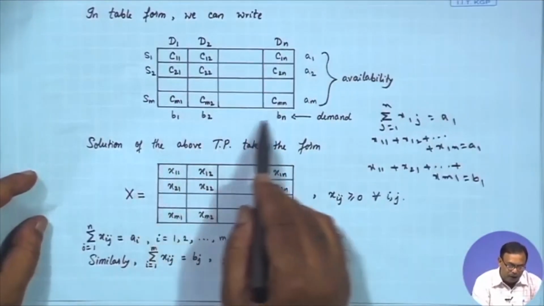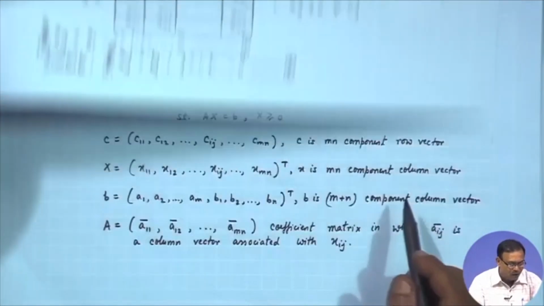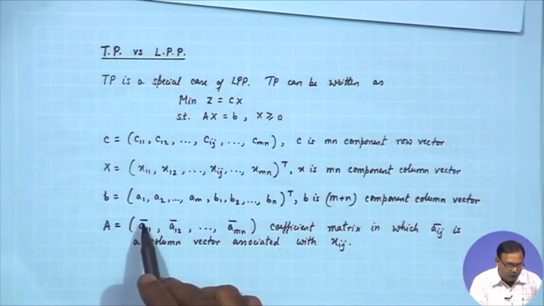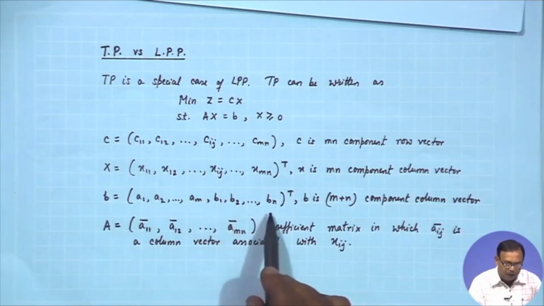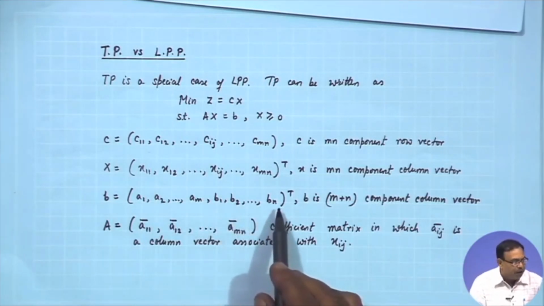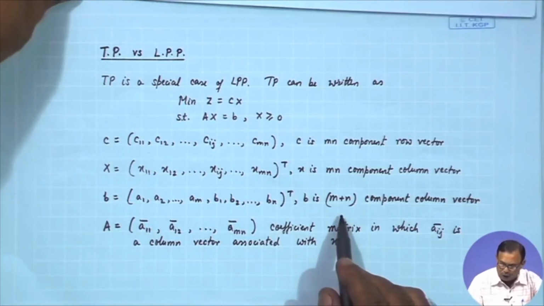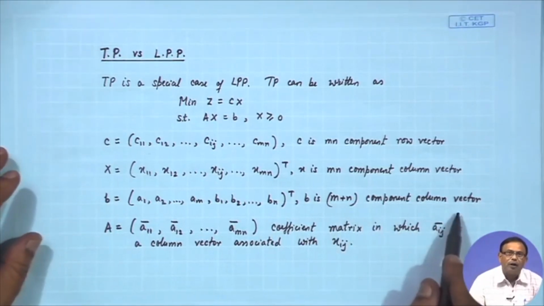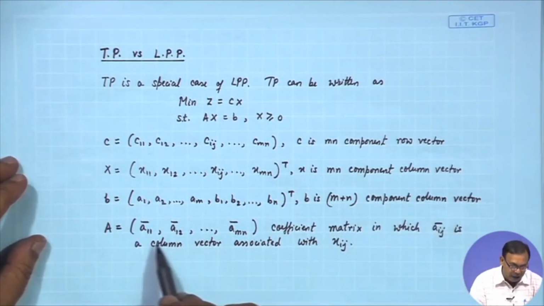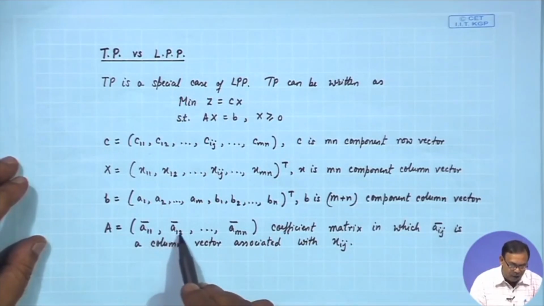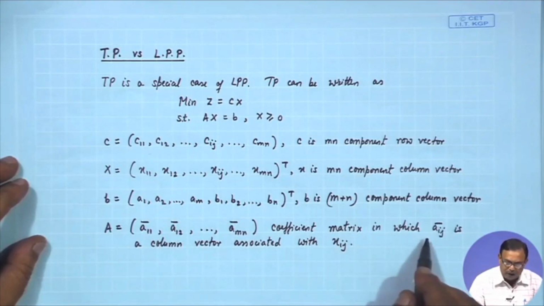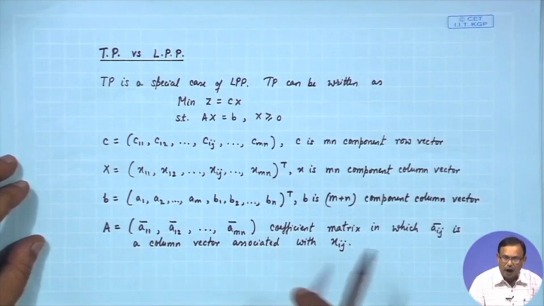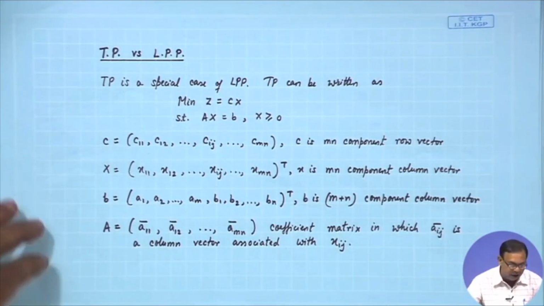Your b is written here, A is written over here. Therefore, your b is nothing but a1, a2, am, b1, b2, bn. That is, b is an m plus n component column vector, and A equals a11 bar, a12 bar, like this, up to amn bar, the coefficient matrix, in which a bar ij is the column vector associated with the xij.